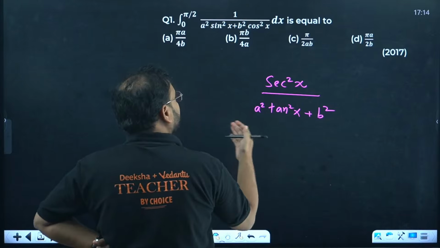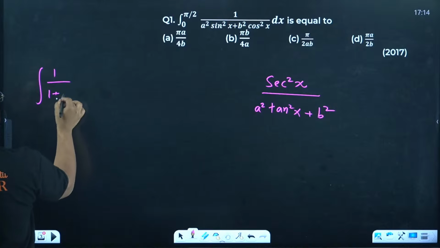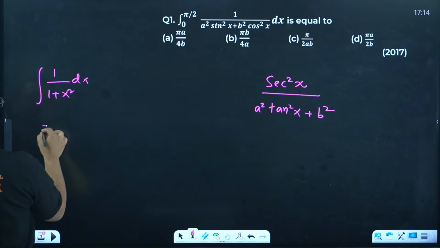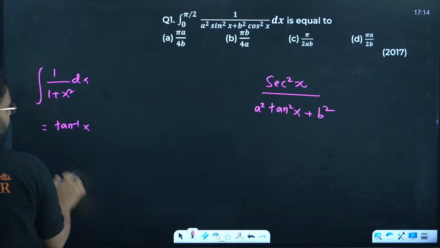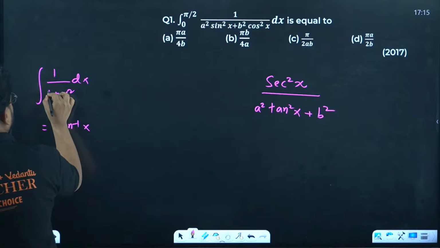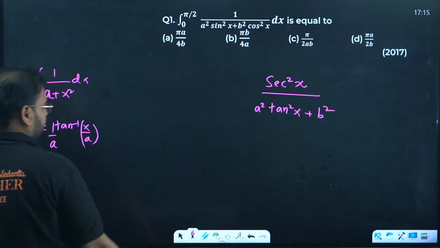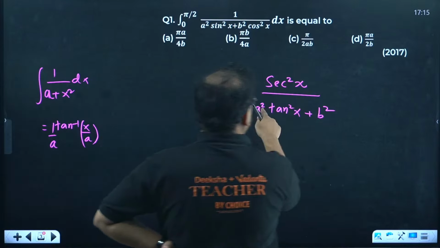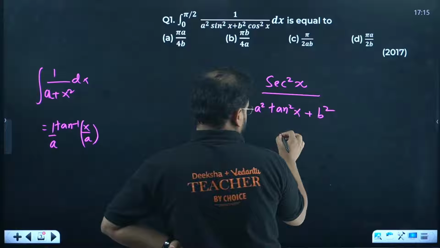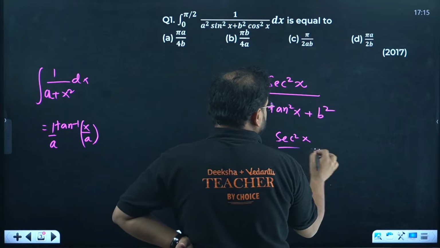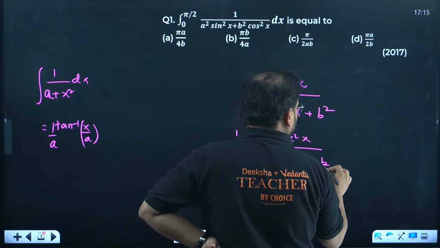Now take a square common, because if you remember, this is a formula being formed: 1 upon 1 plus x square dx. What is this? Tan inverse of x, right? If instead of 1 you have, let's say, a here, then this is 1 upon a tan inverse of x by a. So I can make this result by taking a square common. We get 1 by a square over here. This is as it is, secant square of x. Over here we have tan square of x plus b by a the whole square.